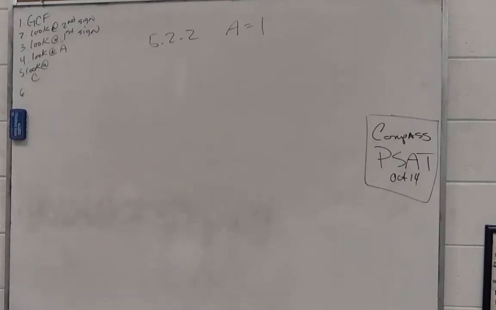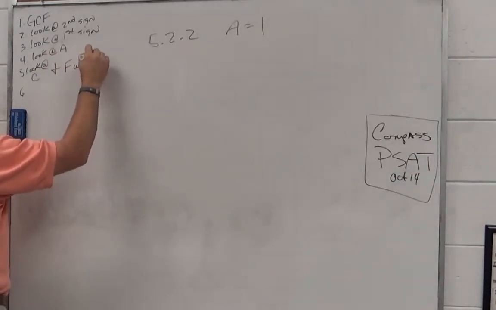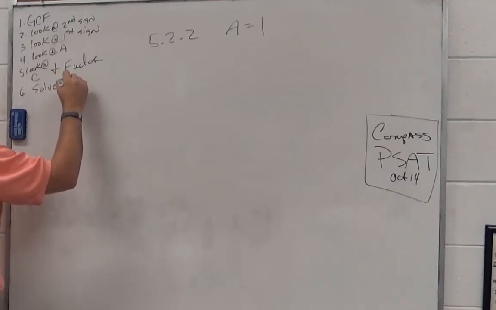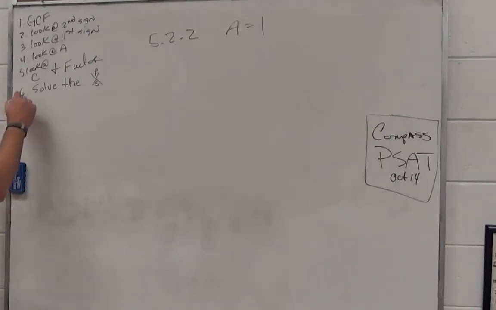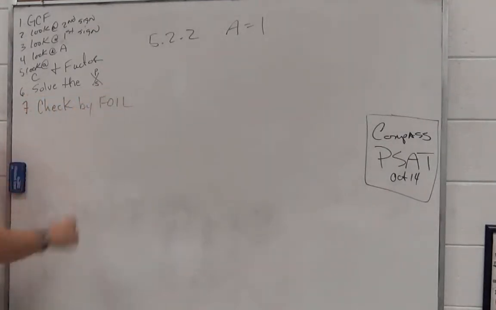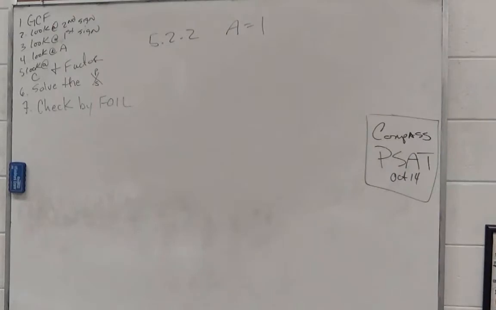Step number 2, look at the second sign. Step number 3, look at the first sign. Step number 4, look at A. Step number 5, look at C, and I'm going to add and factor. Step number 6, solve the X, you know, product and sum. Be thinking of what 2 numbers multiply to give me this number, what 2 numbers add to give me this number. And then step number 7 is check, by FOIL. First, outside, inside, last. I'll give you just a second to copy that down.